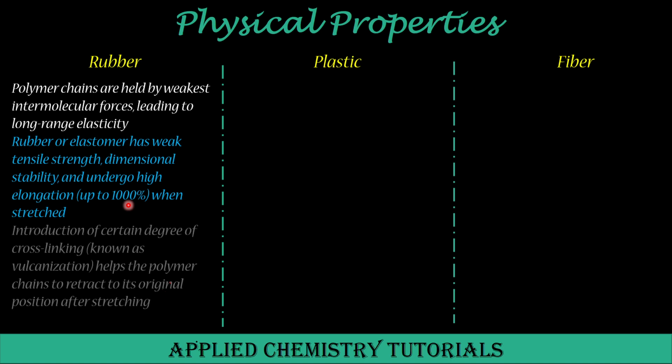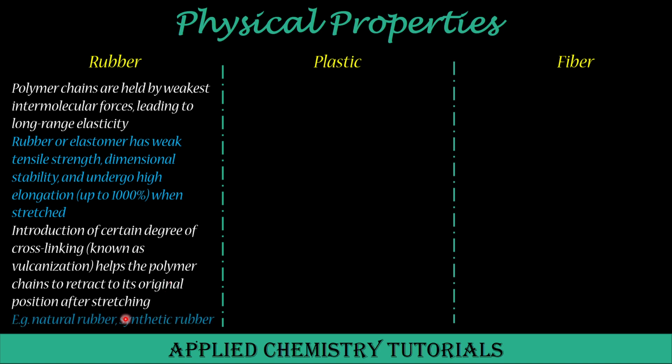when stretched. Introduction of certain degree of cross-linking, which is popularly known as vulcanization process, helps the polymer chains to retract to its original position after stretching. Examples are natural rubber, synthetic rubber, etc.